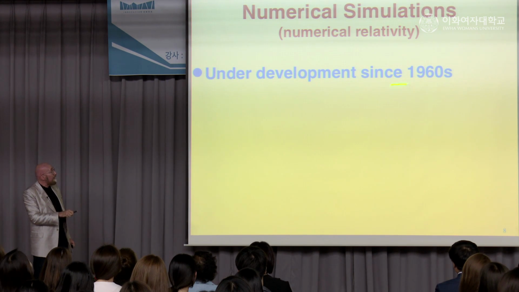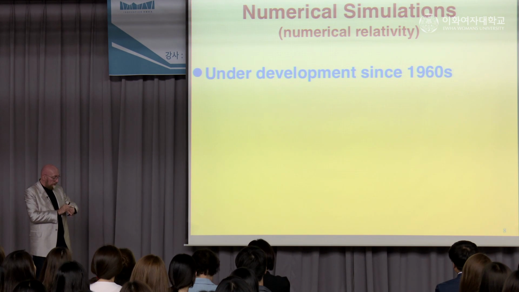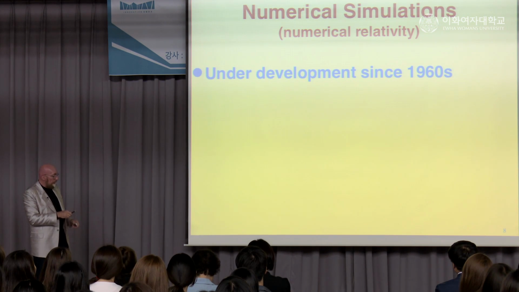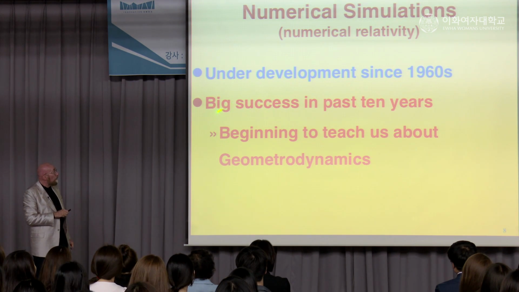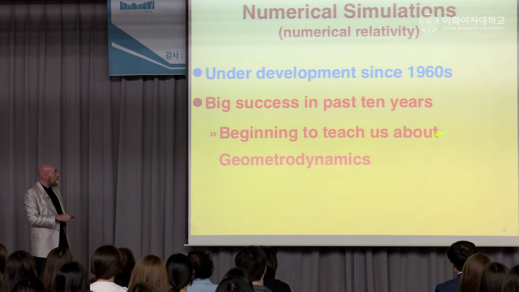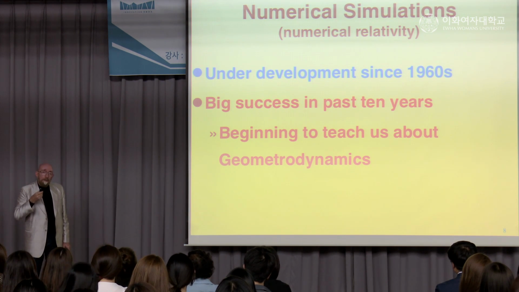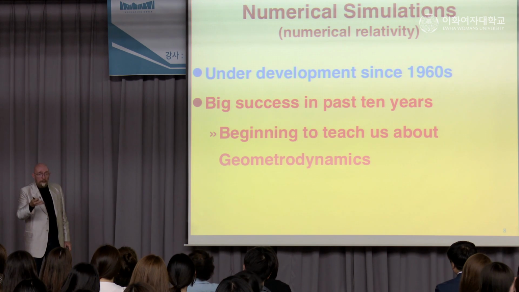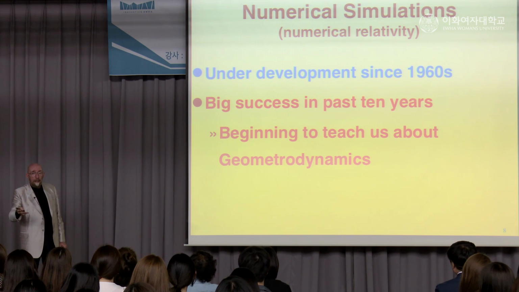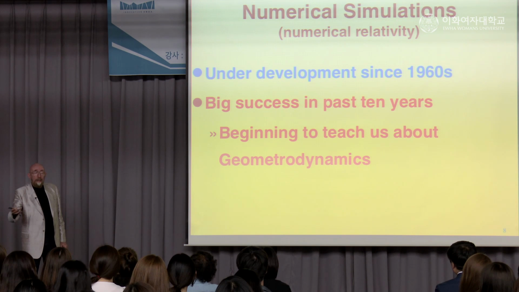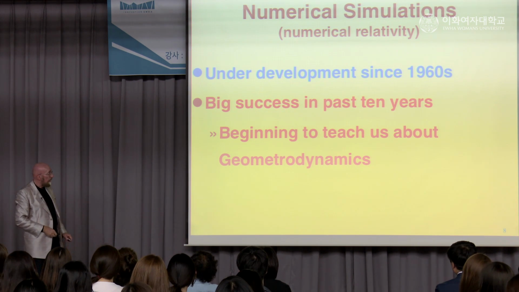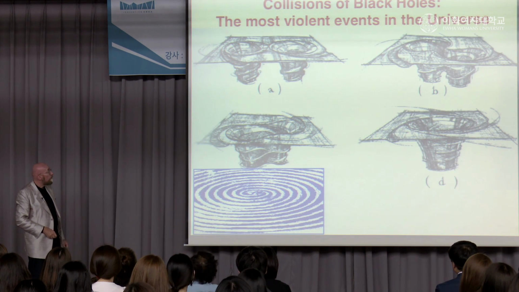The techniques for numerical relativity have been under development since the 1960s. The first big success was in about 2006. And this now is beginning to teach us about geometrodynamics. My role has been to provide vision, suggest calculations to be done on the computer, and try to extract the information, to understand what the computer is saying about geometrodynamics.